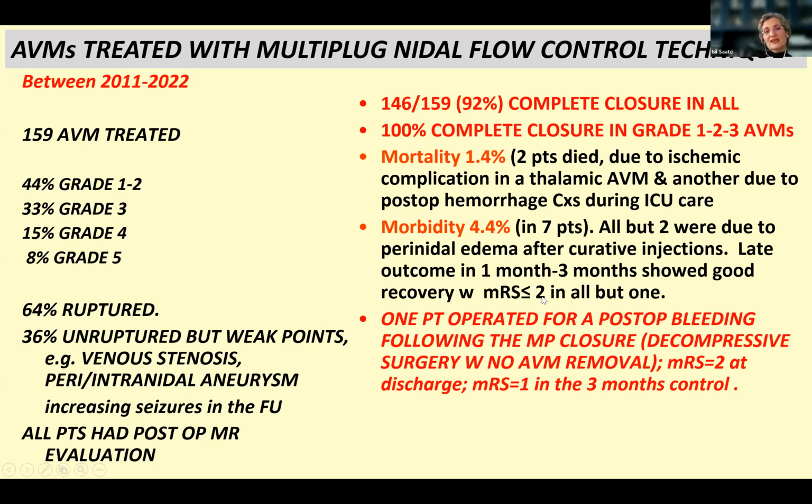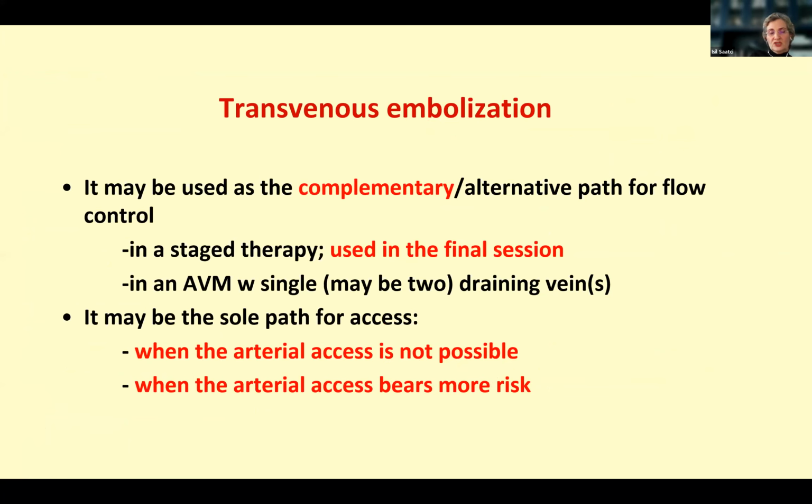having an MRS bigger than 2 in the 3 months control. 2 patients were operated on for postoperative hemorrhage, for decompression. One of them showed very good progress, discharged from hospital at MRS 2, and ended up at MRS 1. One other patient died from ischemic complication of a thalamic AVM.